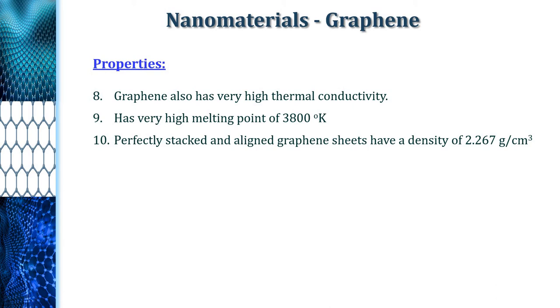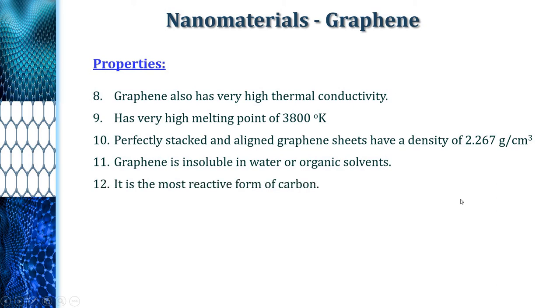A perfectly stacked and aligned graphene sheet has a density of 2.26 gram per cc in case of graphite. Graphene is insoluble in water or any other organic solvent. It is more reactive because it is only one atom thick and the atoms are exposed from the upper side, lower side, as well as the outermost carbon atoms on the sides also.